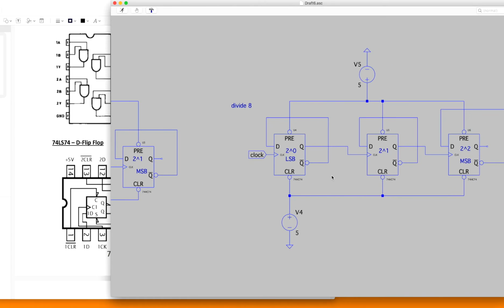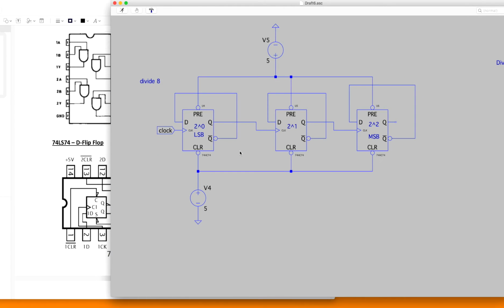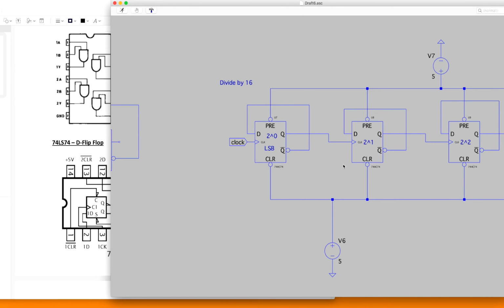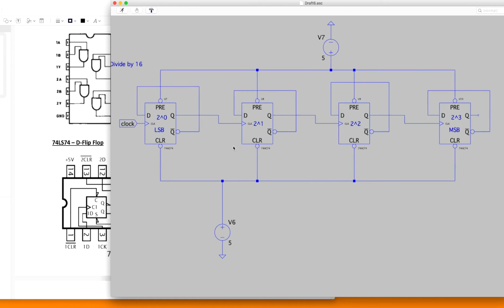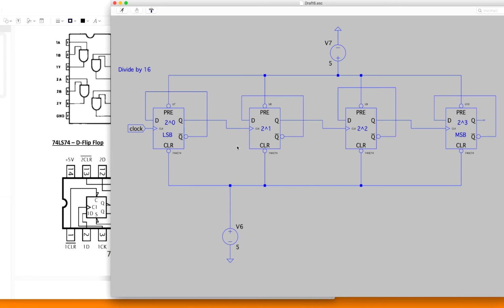The divide by 8 works exactly the same way, and your divide by 16 works exactly the same way. Theoretically, this can go on until infinity, but at this point, I think you're catching my drift here. So these are your easiest ones to build. Now we'll get on to how to build the more offbeat ones.